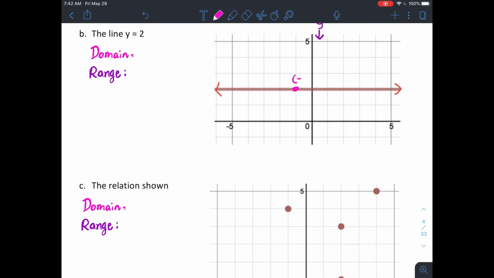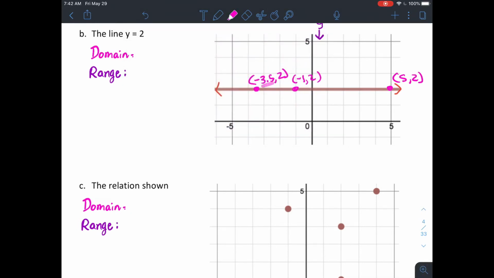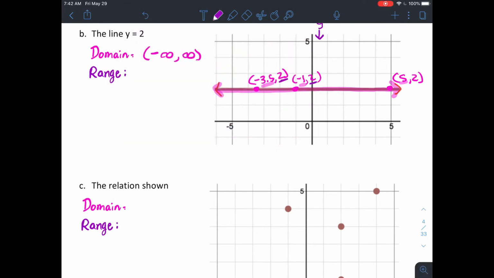So if you think about the points along this horizontal line, I could list them out here. If you look at this horizontal line and think about its x values, this horizontal line never stops, and there's an infinite number of x values going towards -infinity and +infinity, continuing forever and ever left and right. So my domain's going to be -infinity to +infinity.